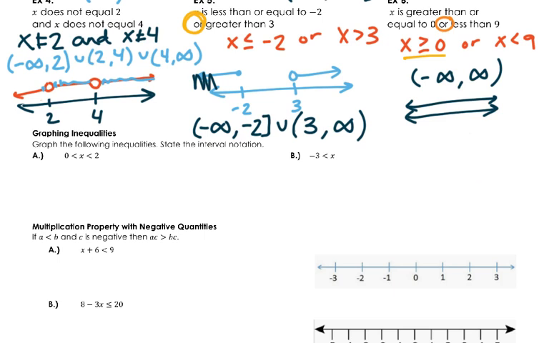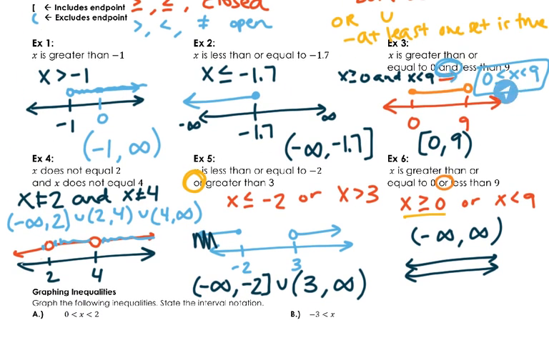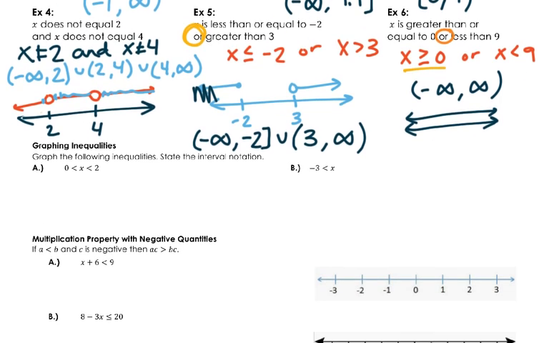See if you can pause the video and graph the inequalities. Remember, what word is assumed if you can condense it in this manner? The word is and. Once you graph it, can you write the interval notation? Try A and B.